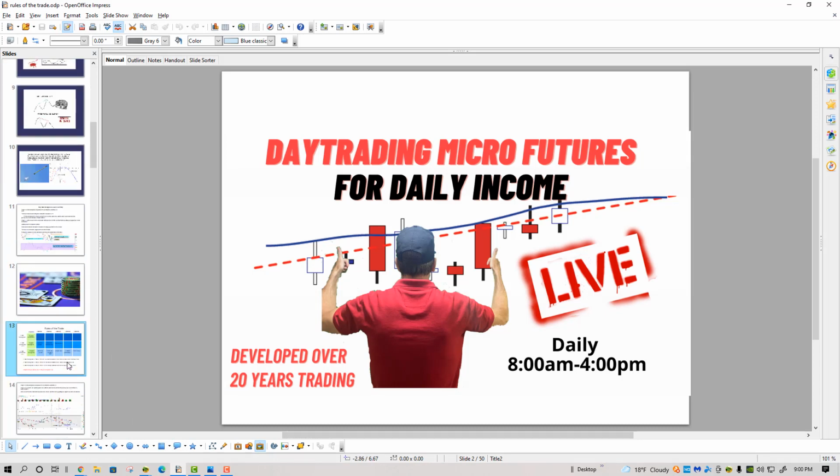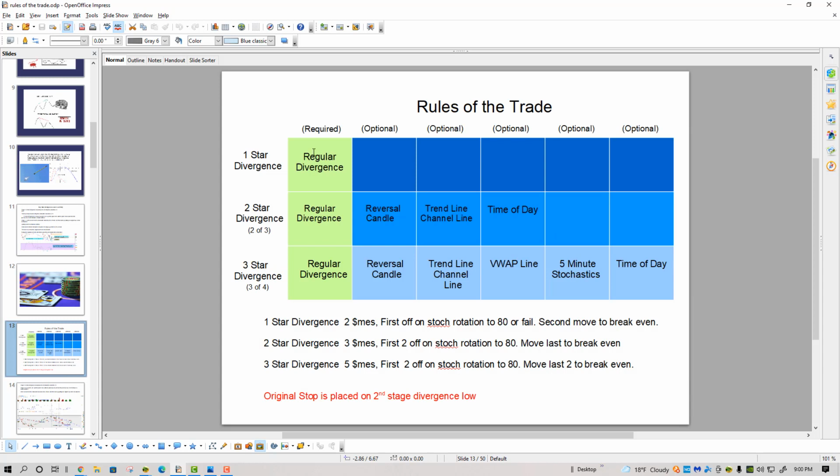I'll just show you a couple of things. This is our rules of the trade, and what I'm looking for are divergences. I break the divergences down into 1-star, 2-star, and 3-star divergences, and basically the combination of having other indicators line up with it. We want to take those 3-star divergences, we want to take 2-star divergences, and you can even take 1-star divergences. They all work really well, but depending on how good the setup is and how I rank those, and I talk about them as we rank them, that determines how much of a position we want to take.